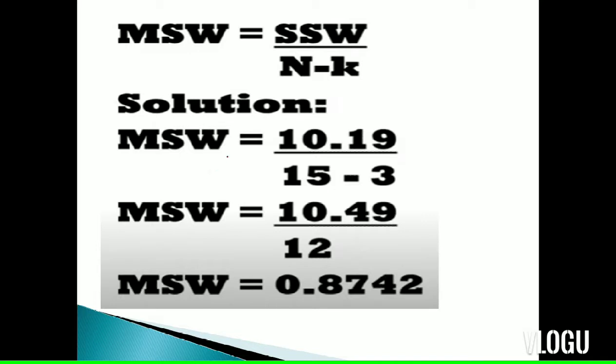MSW is equals to SSW over N minus K. So ang atong SSW di ba 10.19, ang atong N kay 15, ang atong K kay 3, so natay 12. So compute this one using your calculator, we get 0.8742.